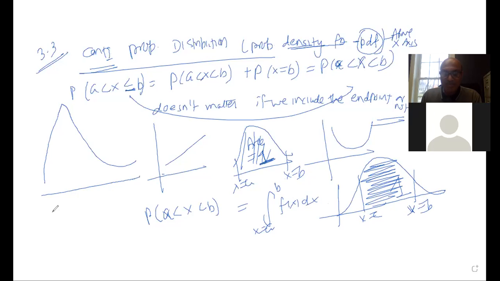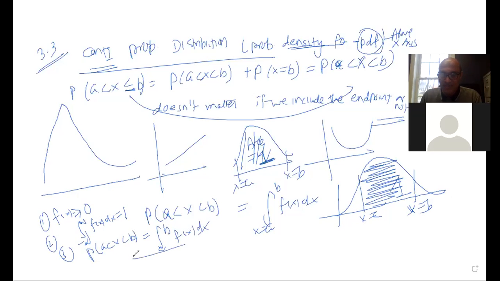The probability density function definition is, of course, my first condition, f(x) must be greater than or equal to 0. Second condition, the integration from negative infinity to infinity of f(x) dx must be equal to 1. And my third condition is the probability of a less than x less than b is equal to the integration from a to b of f(x) dx. So whenever these three conditions are satisfied, we can say that it is a continuous probability distribution function or probability density function. Let me save this folder.